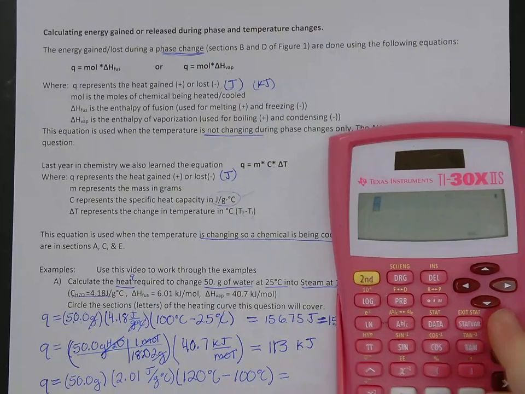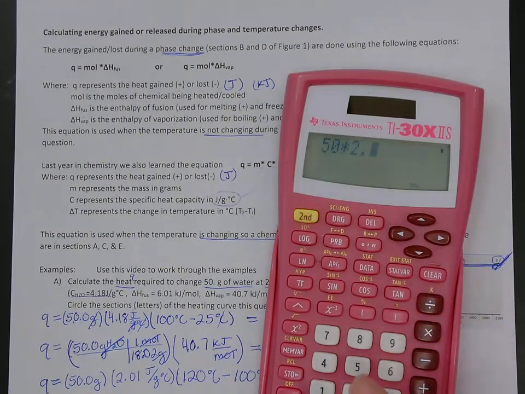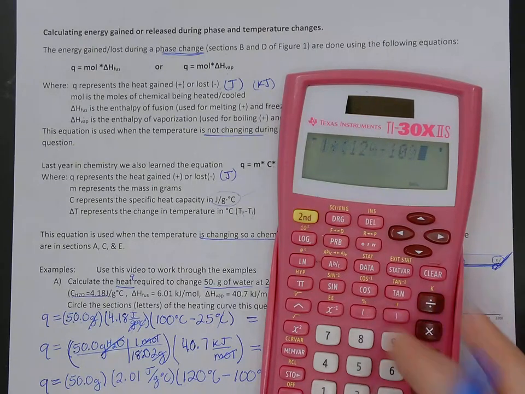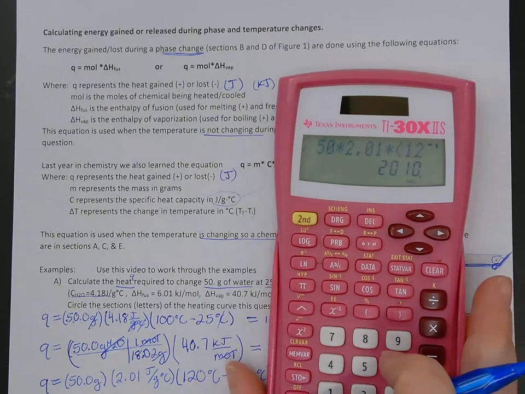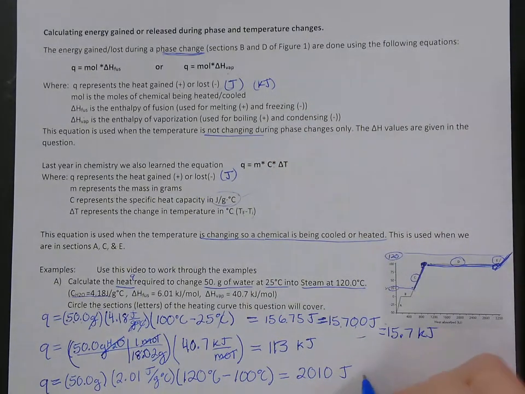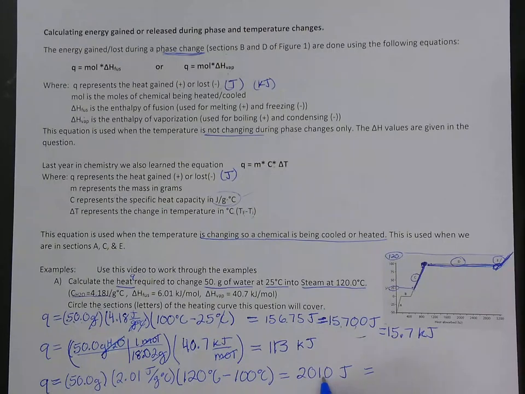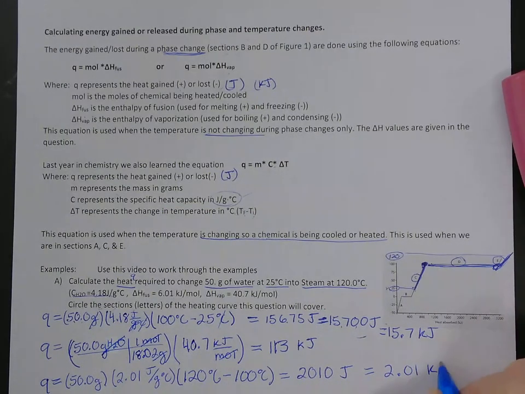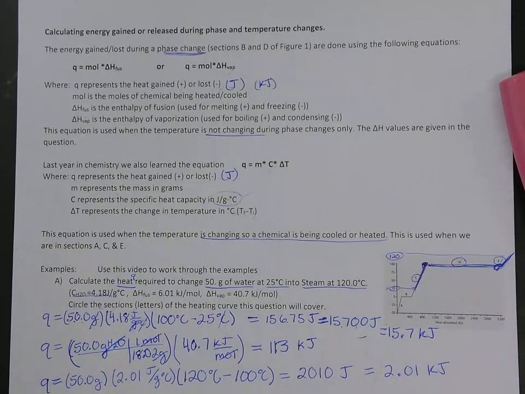So we're going to go ahead and calculate that. 50 times 2.01 times 120 minus 100, and we get 2010. Now this is again joules of energy. Let's go ahead and change it into kilojoules. Again, move that decimal. So we get 2.01 kilojoules of energy.